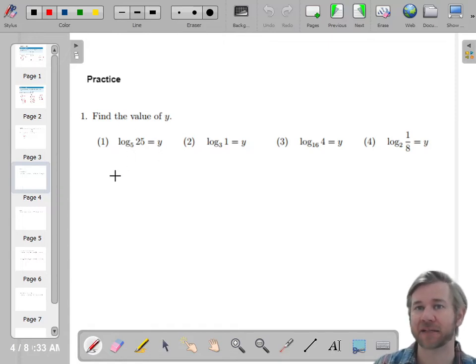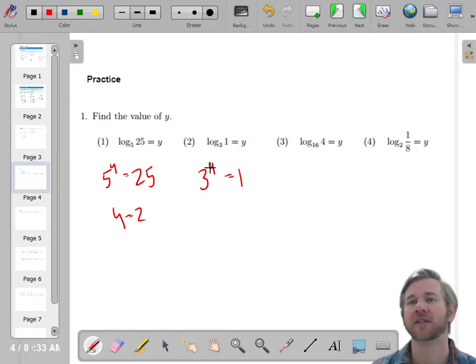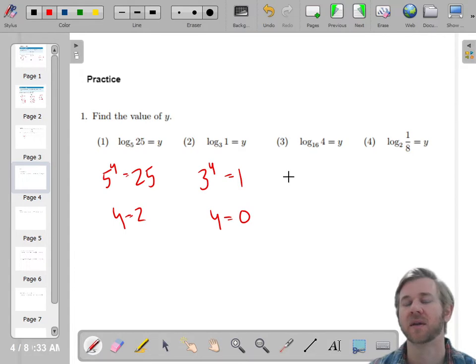I'm going to write it as an exponent. 5 to the y equals 25. What would that be? 2. 5 squared is 25. 3 to the y is 1. 3 to the what is 1? 3 to the 0. Anything to the 0 power is 1. The log of 1 is always going to be 0. It doesn't matter what base you use.